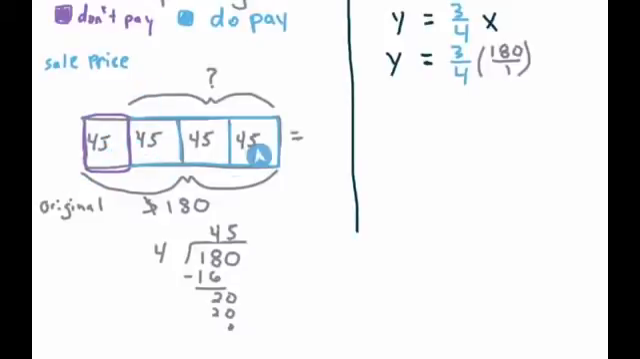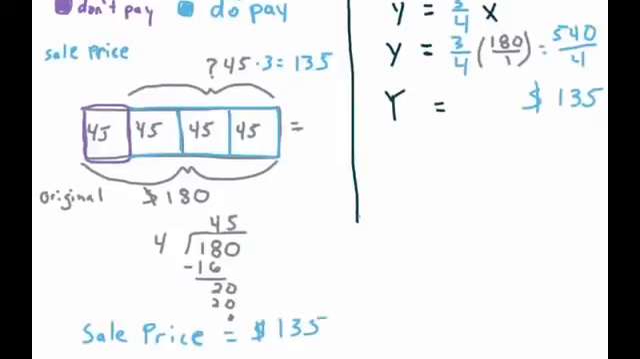So how would we find the sale price? The sale price is what we do pay. It's the number of boxes in our do pay color. So we could find that by 45 times 3, which equals 135. If you wish to use the equation, after substituting 180 for x, we would multiply 3/4 times 180. That could give us 540 divided by 4. That also is $135. We can get to the correct sale price using either model. You don't have to do both, but you want to choose one good method to find an accurate answer.